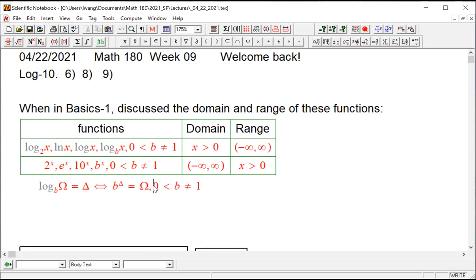Because b is larger than 0, not equal to 1, b raised to the power of anything is positive, right? So if b raised to the power of anything is positive, let me write it down. Do you want me to write it down? Okay, so first I'm going to have a narrative for it.